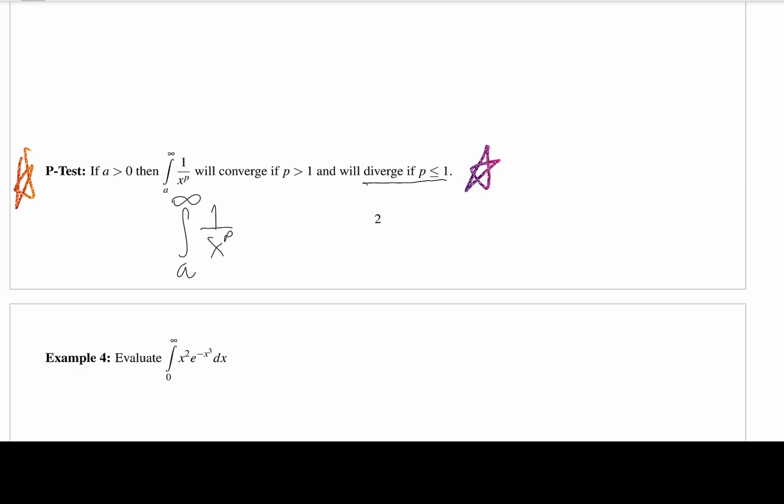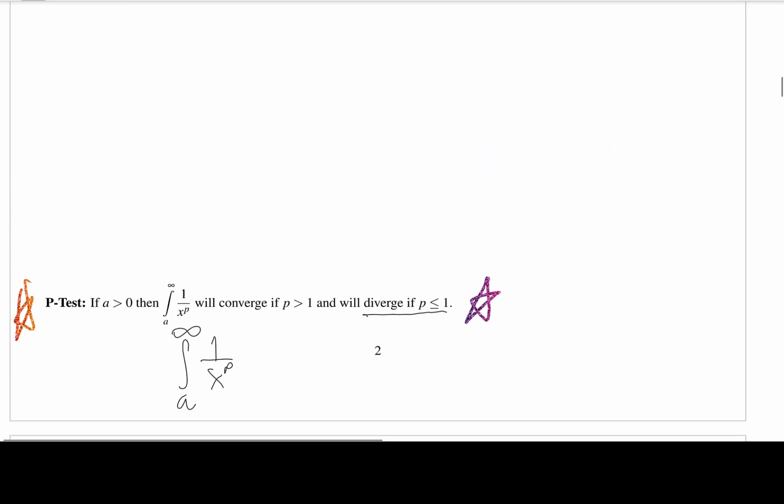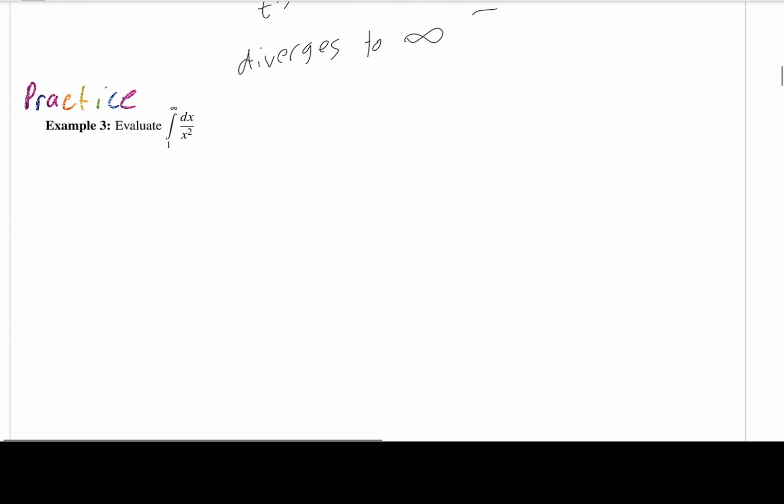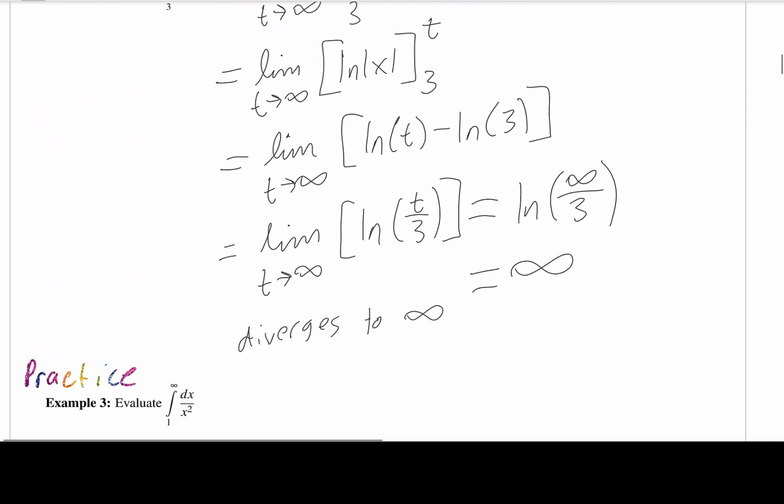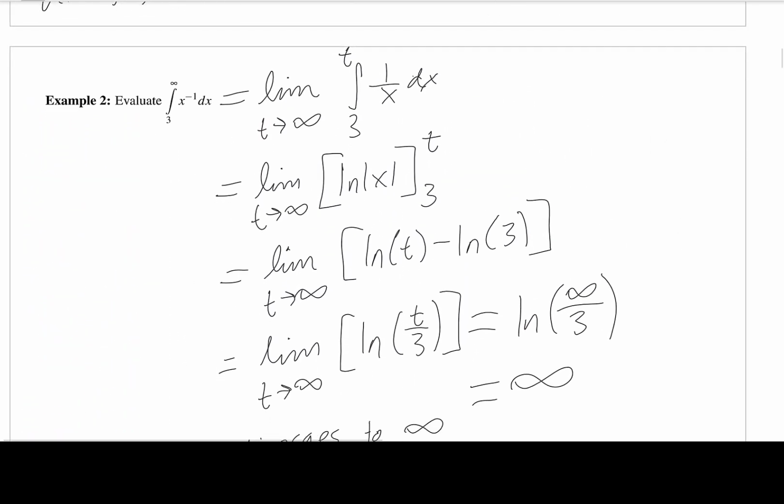And just as a reminder, when we're looking at integrals like this, here's an example. Let's take this graph of 1 over x, for example.